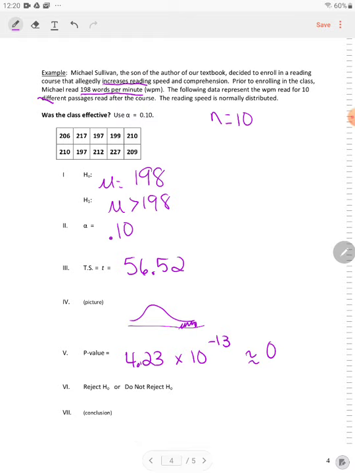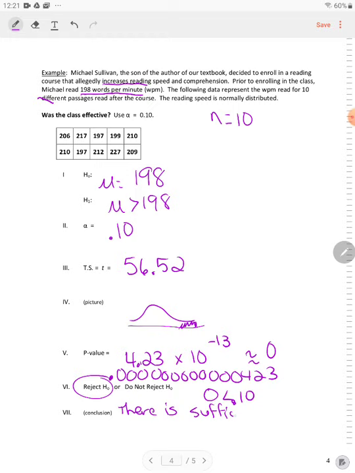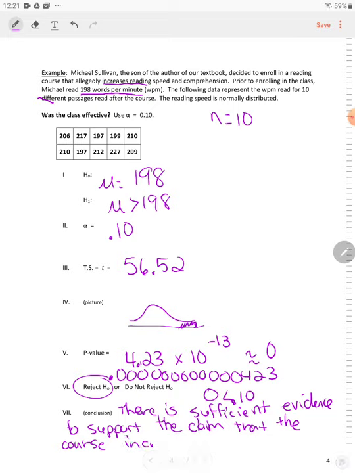Okay, so why is that? Well, if I write that number that's in scientific notation as a numerical value, you have this. And that's basically 0. So is 0 less than 0.10? Absolutely, we will reject H0. There is sufficient evidence to support the claim that, well, we could say the class is effective, but better said, that the course increases reading speed and comprehension.